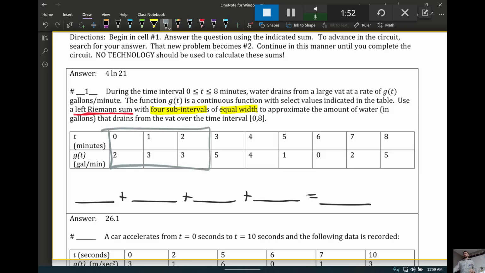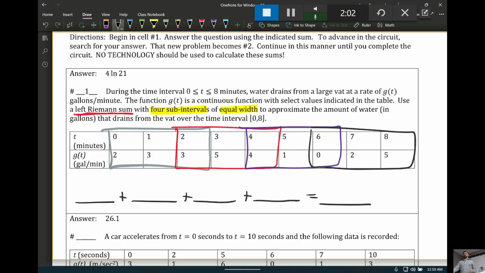So 0 to 2 would be the first one, 2 to 4 would be the second rectangle, 4 to 6 would be the third, and 6 to 8 would be the fourth. So even if you're not using colors, I think it would be a mistake not to section off the 4 rectangles you're trying to look at.